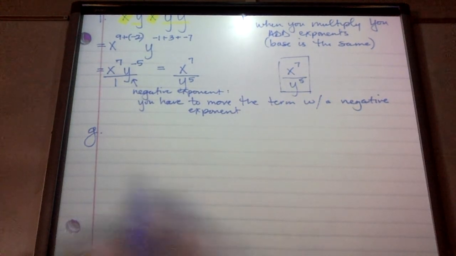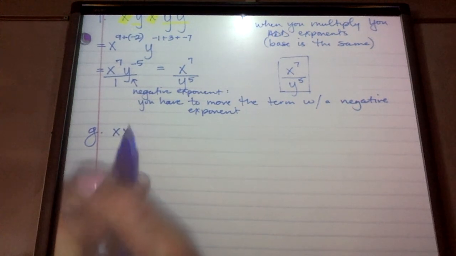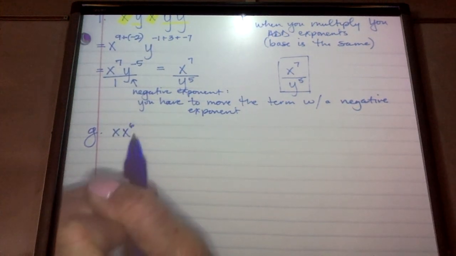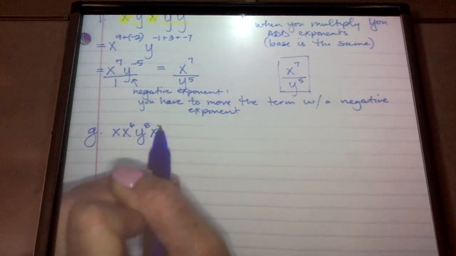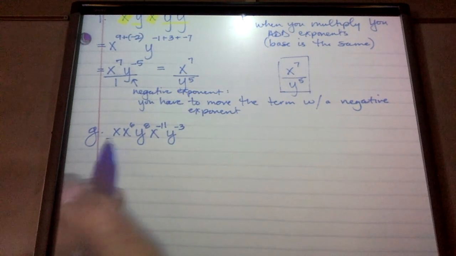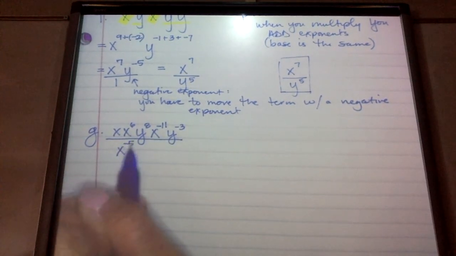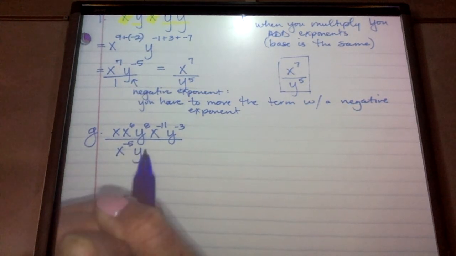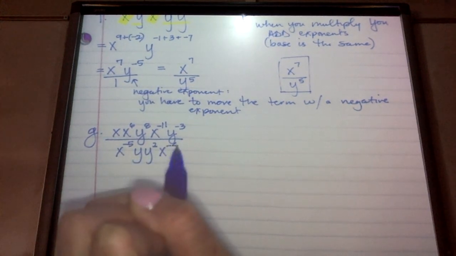So next one, G. Ooh, G. G looks tough. It ain't. Don't be scared. Okay. x to the negative 11th, y to the negative 3rd, all over x to the negative 5th, y times y squared over x to the negative 4th.